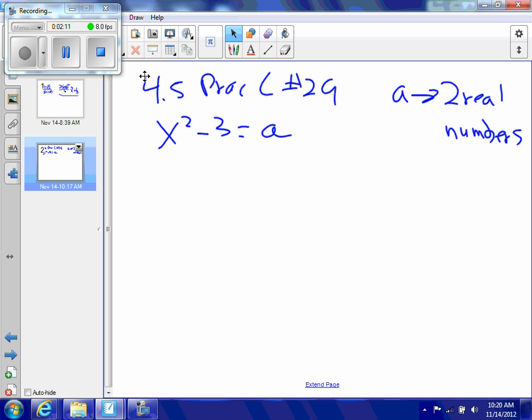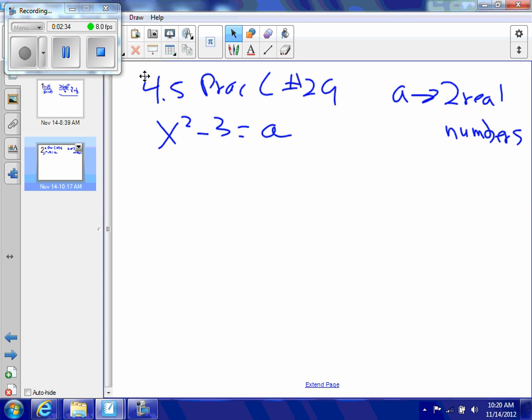i is the square root of negative 1. There's no such thing as a square root of negative 1. I mean, I shouldn't say there's no such thing. There is. It's a complex number. But the square root of negative 1 certainly cannot be graphed. We can't put that on a graph. It doesn't exist anywhere on a graph.